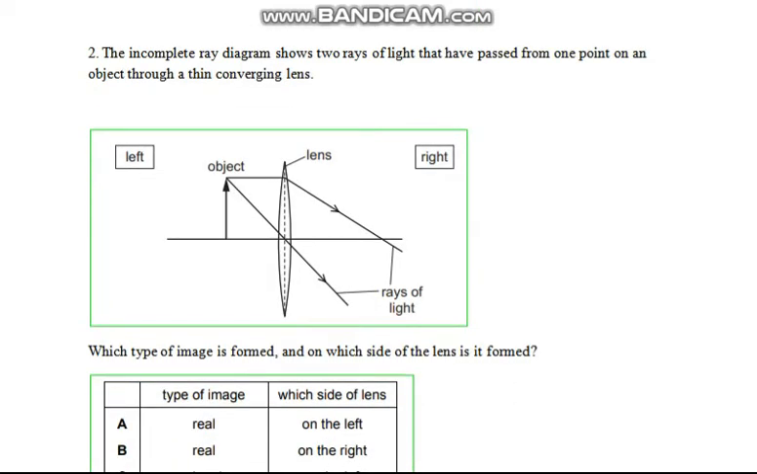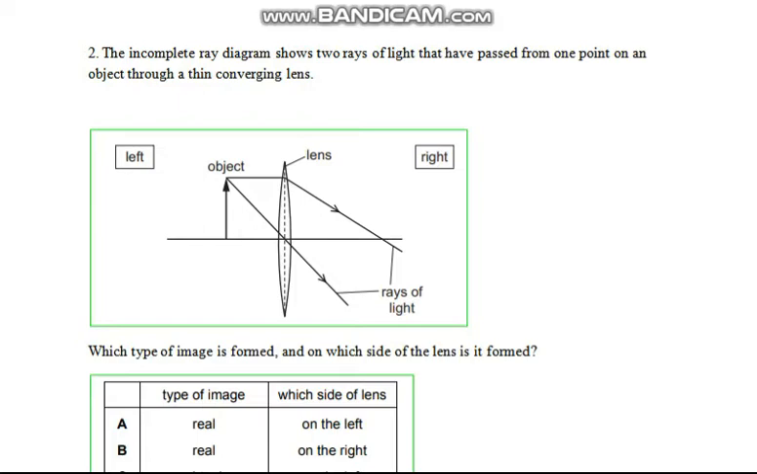option number 2. The incomplete ray diagram shows two rays of light that have passed from one point on an object through a thin converging lens. So this is the convex lens, this is the object, and the two rays have been shown. Which type of image is formed and on which side of the lens is it formed? So in this case, we see that the two rays are not meeting each other.